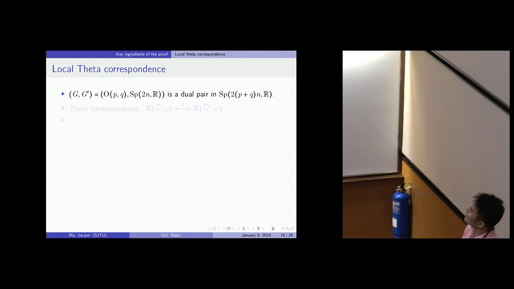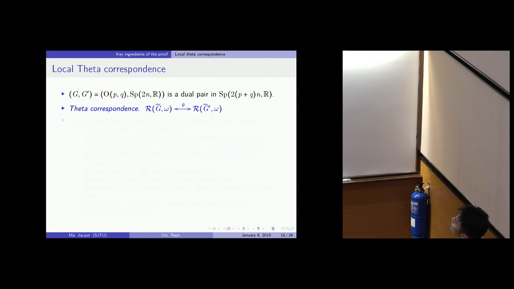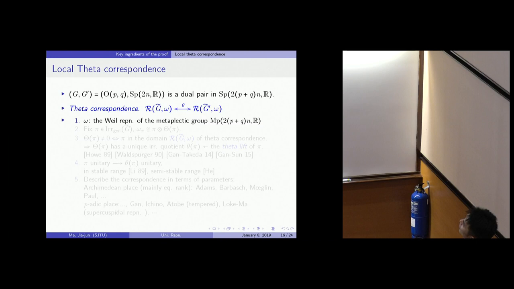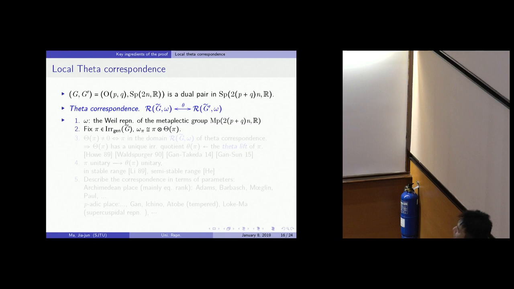Okay, so to construct the representation, I like to use this local theta correspondence. It's basically a correspondence between certain subsets of representations of two different types of groups. For example, we will use G and G prime to be O(p,q) and Sp(2n,R). This is a dual pair, and the construction is like you take the Weil representation of a very big metaplectic group so that G and G prime mutually commute, a centralizer of each other in this symplectic group, and you take the Weil representation of the corresponding metaplectic group, and you take the maximal pi-isotypic quotient for any pi. Here I should do the double covering, I think there are a lot of experts here, I don't need to explain.